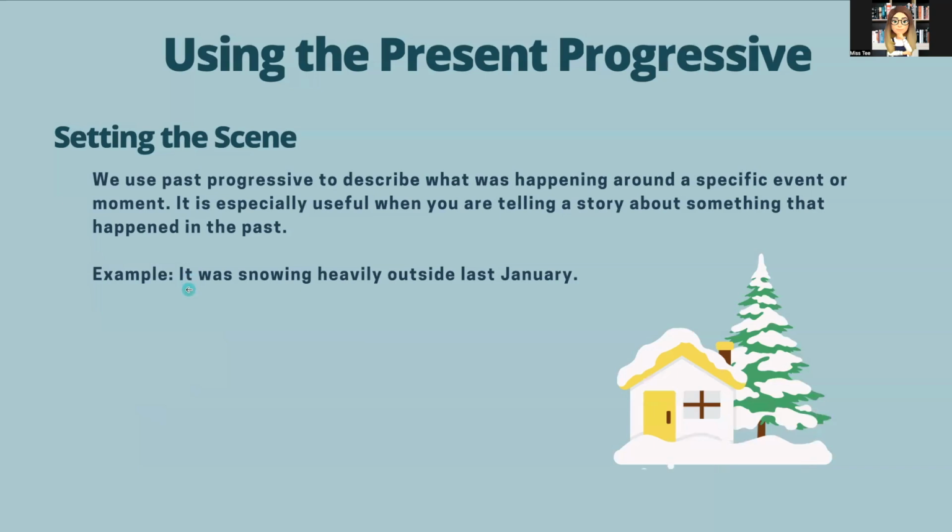So we have the subject it, then was is the form of be, snowing is the extended action with ing. And we're talking about an event that happened in the past and trying to set a scene so somebody can imagine it, what was happening last January. So that's why we're using this tense.